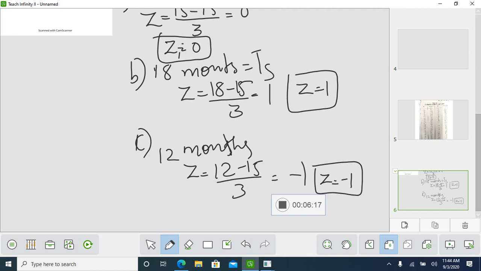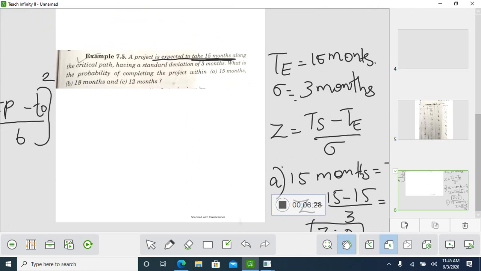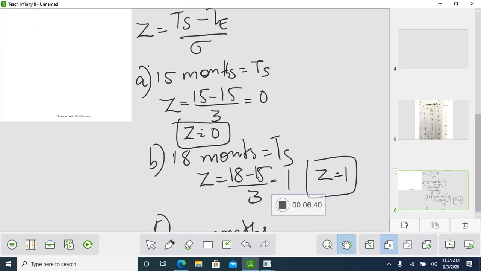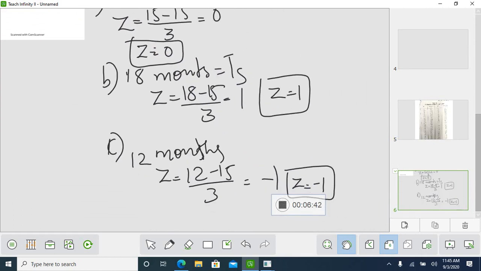Is it equal to 0, is it equal to 1, is it equal to minus 1? In the question, what they asked is to find the probability of completing the project within 15 months, so you have to find the percentage. Here you have found 0, 1 and minus 1.